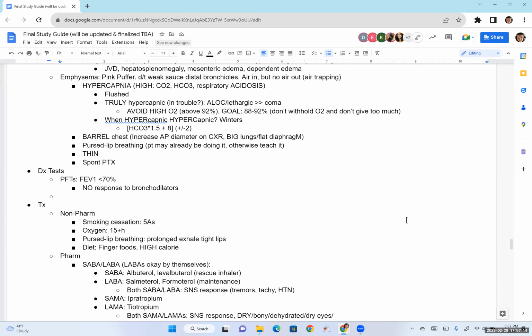We don't want their airways to collapse as soon as they start exhaling. So you teach pursed lip breathing to your emphysema patients, right? And then what else do you teach? Wear oxygen for 15 plus hours, right? And what else do you teach them? No smoking, stop smoking. Move to a place where you have less air pollution if you can.